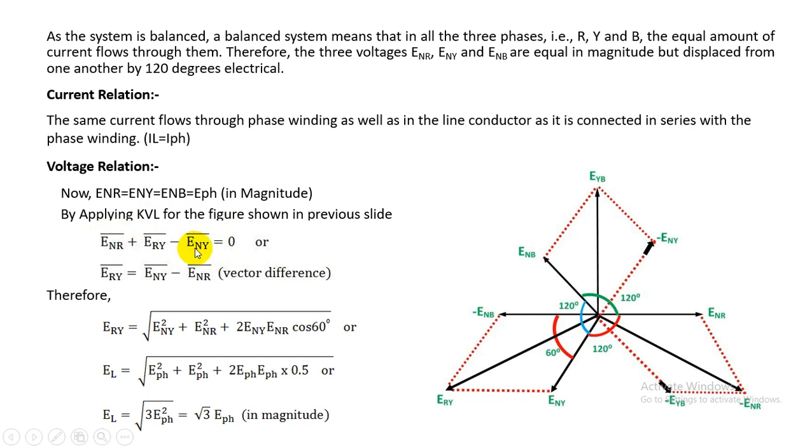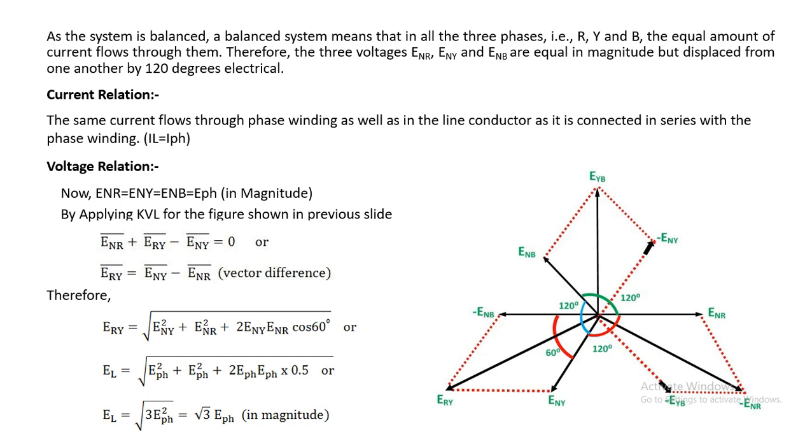From this relation, when we write this again in terms of line voltages, it will become vector ERY is equal to vector ENY minus vector ENR. This is the vector difference, because all AC quantities are vectors.